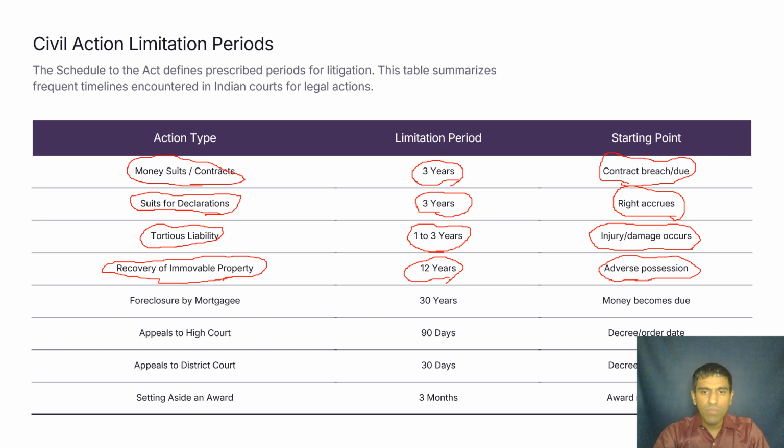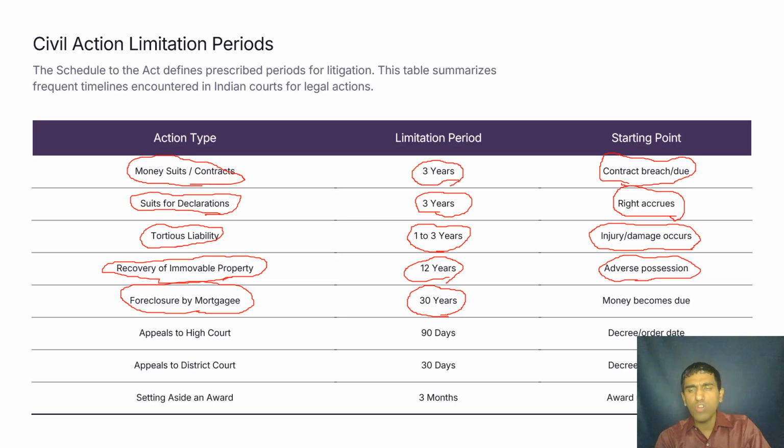Then, when it comes to foreclosure by mortgagee, as in the party to whom you mortgage the property, and if for instance you have not paid the dues for a long time and the mortgagee decides to redeem the debts by selling off the property, again there is a limitation period for filing a suit for recovering said property foreclosed, and that is 30 years. The limitation period is the day the money becomes due, as in the day.